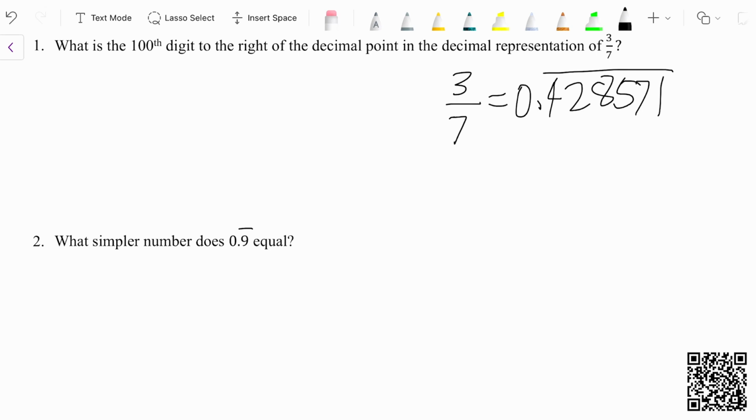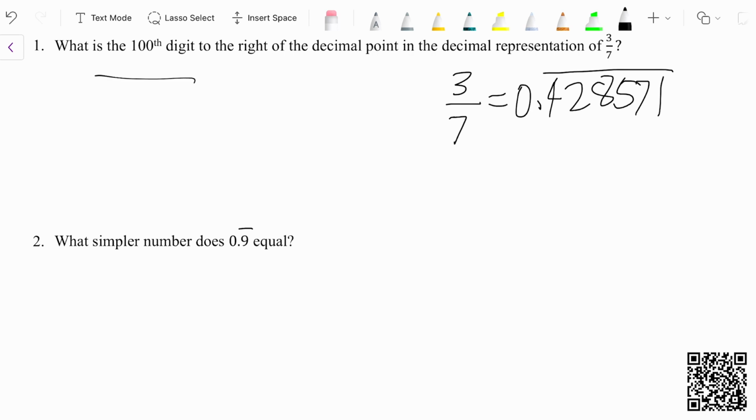Today's first question is, what is the 100th digit to the right of the decimal point in the decimal representation of 3/7? When we are trying to find this, you don't really need to know how many times it loops around, but it's mostly on the remainder, because the remainder is how many more digits you have to count.